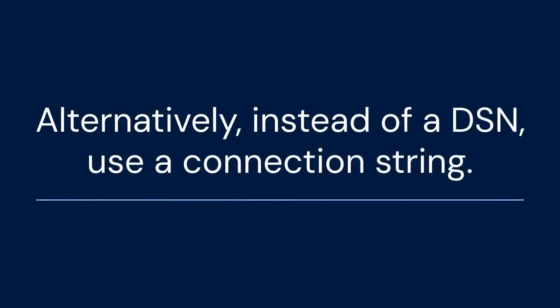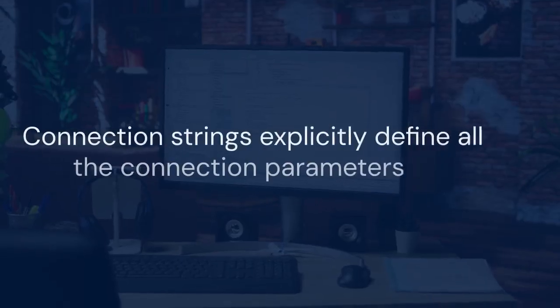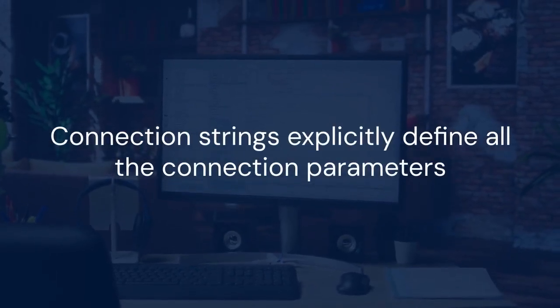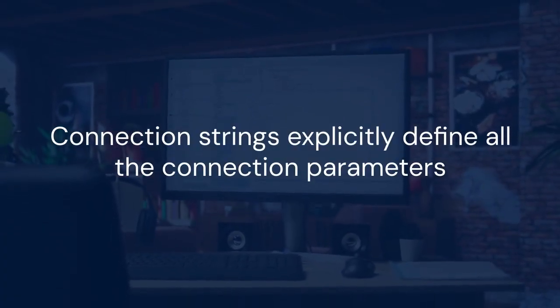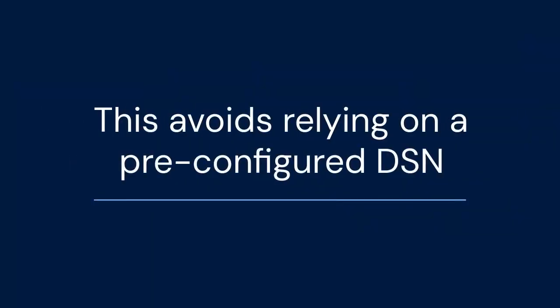Alternatively, instead of a DSN, use a connection string directly in your Python script. Connection strings explicitly define all the connection parameters, such as the driver, server, database name, username, and password. This avoids relying on a pre-configured DSN.